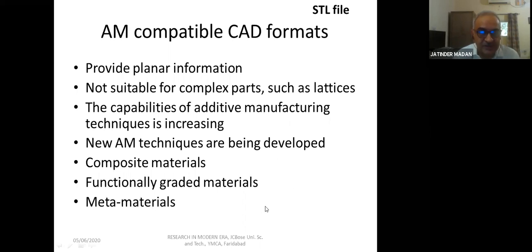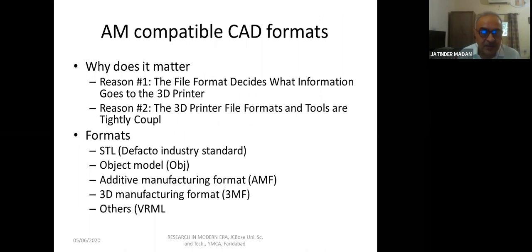So the CAD model is to be represented accordingly, because this is the only process which you can't do without a CAD model. You can do everything in the world without a CAD model. Even CNC machining you can do without a CAD model. You can make a part program, but in this nothing can be done unless you have the CAD model. So new AM techniques are being developed for addressing issues like composite materials, functionally graded materials, or meta materials. So that is why you need a new CAD format.